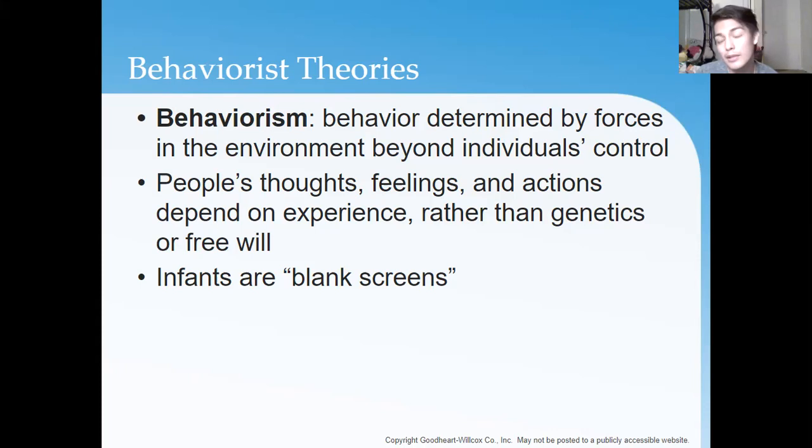That's what this is basically saying, that our thoughts and feelings and actions depend on what we experience and what we go through, rather than our genetic background.